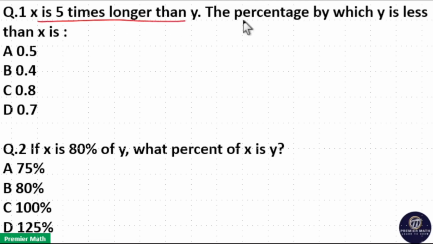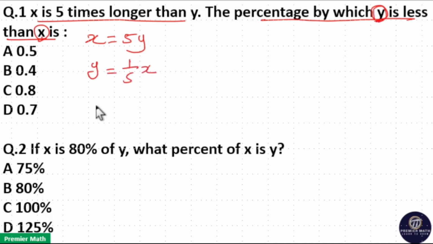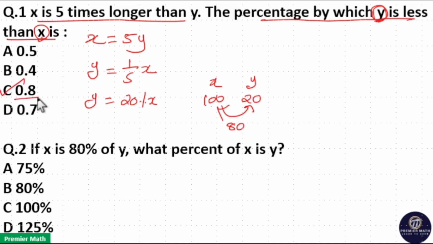X is 5 times longer than y. The percentage by which y is less than x is. Here x is 5 times longer than y means x is equal to 5y. The percentage by which y is less than x means y is how much percentage less than x. So write y in terms of x. Y is equal to 1 by 5 x, which means y is equal to 20% of x. That is, if x value is 100, then y value is 20% of 100, which is 20. Which means here y is 80 less than 100. That is 80% less than x. 80% means option C, 0.8.